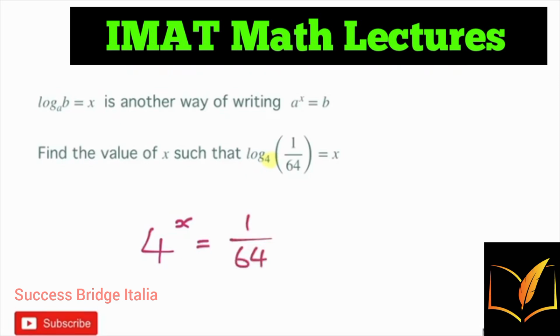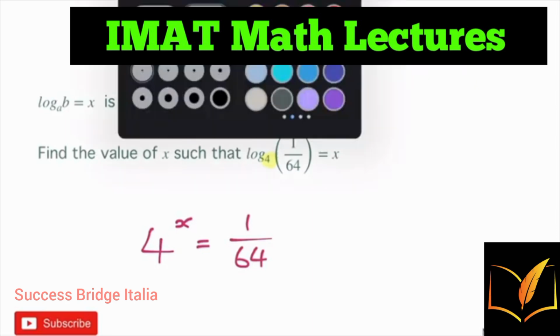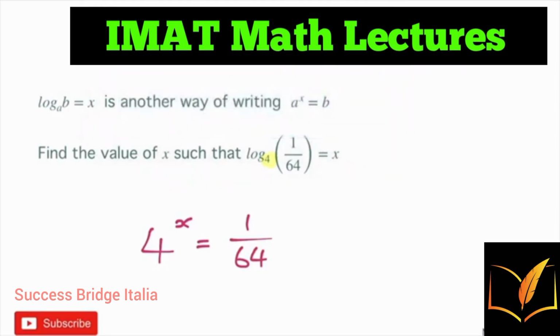So we know from the last one, again depending on how comfortable you are with your negative indices, that in order for it to be a 1 over as the answer, it's going to have to be a negative power. So we already know part of the power here. We know it's going to be 4 to the power of minus something. And we need to get to 1 over 64. So what power gets us from 4 to 64?